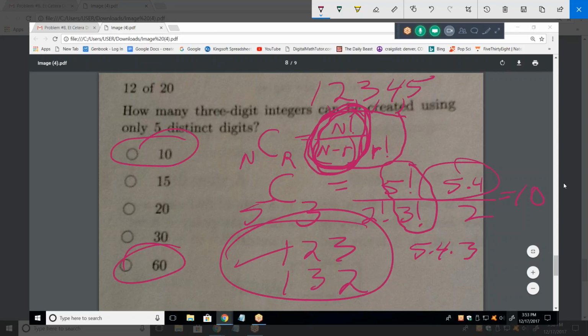Let's see. The 1, 2, 3 is... that's number 12? 1, 3, 2. Huh? I was just wondering what number it was. 12. So let's see. This is section 5, number 12E, which is 60. It is. So we've run into our first permutation problem.